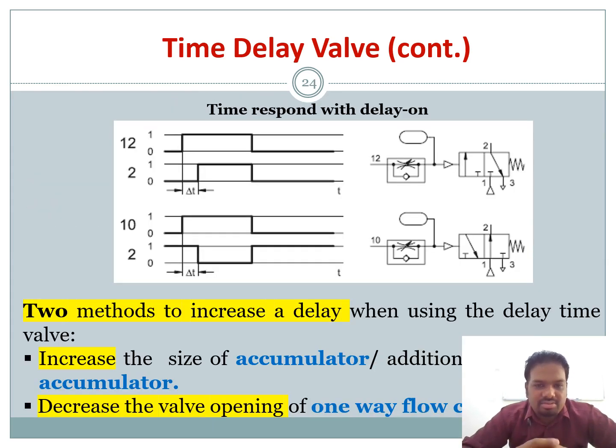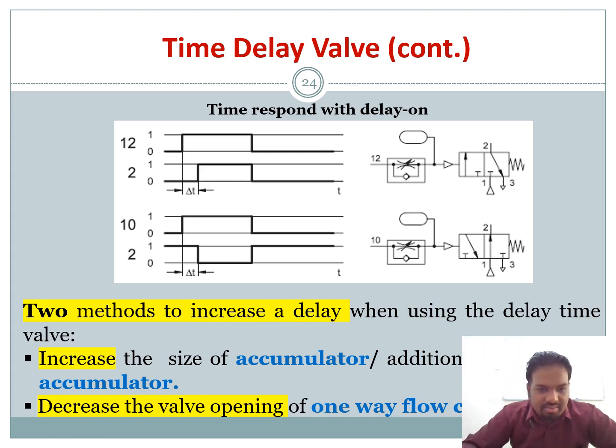So this is the final slide: two methods to increase the delay. First, you can increase the delay by increasing the size of this accumulator. The bigger the size, the more time it will take to fill it. Once filled, only then will the system be activated. Or you can add additional accumulators in your system, two or three accumulators. They will fill one after another, and only then will your system start.